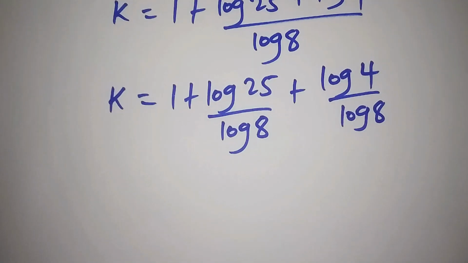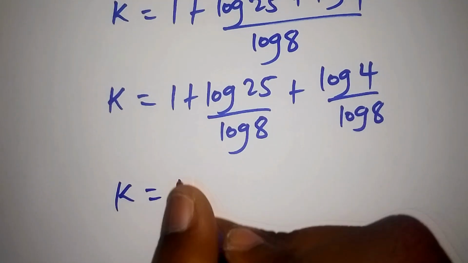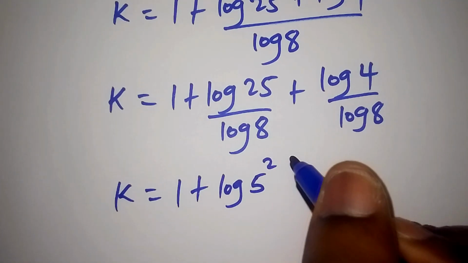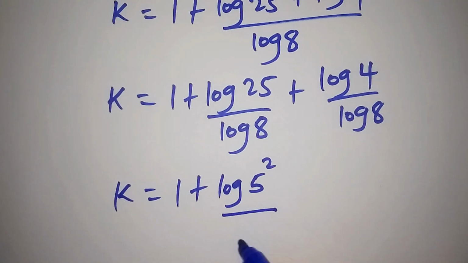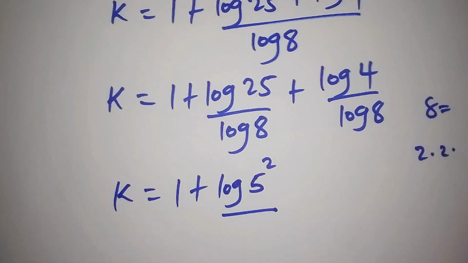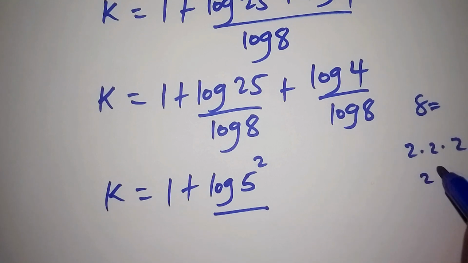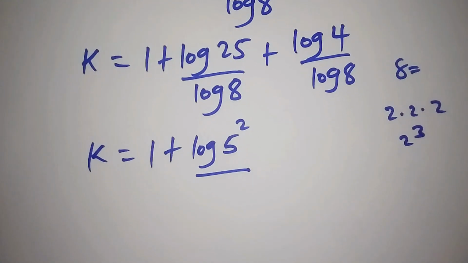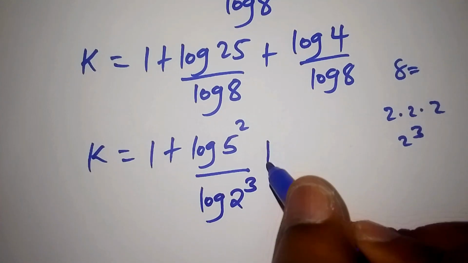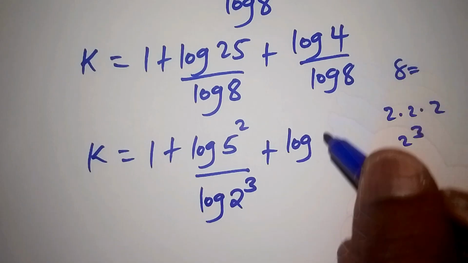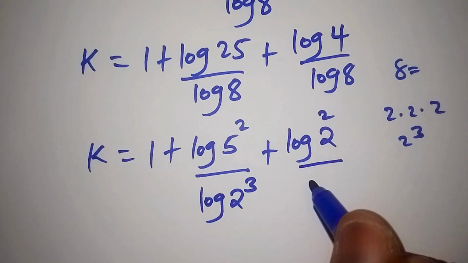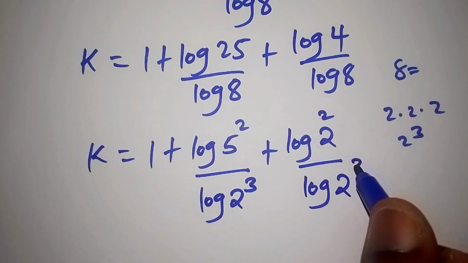So next, as we conclude, k is equal to 1 plus, log 25 can also be written as the log of 5 to the power of 2, because 5 multiplied by 5 is 25, all over the log of 8. So 8 is equal to 2 multiplied by 2 multiplied by 2, which is 2 to the power of 3. So we have all over the log of 2 to the power of 3, plus the log of 4, which can also be written as the log of 2 to the power of 2, because 2 multiplied by 2 is 4, all over the log of 2 to the power of 3.